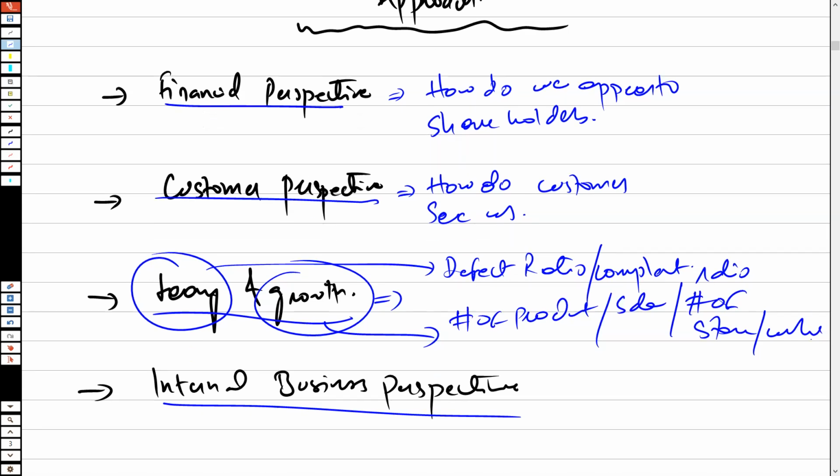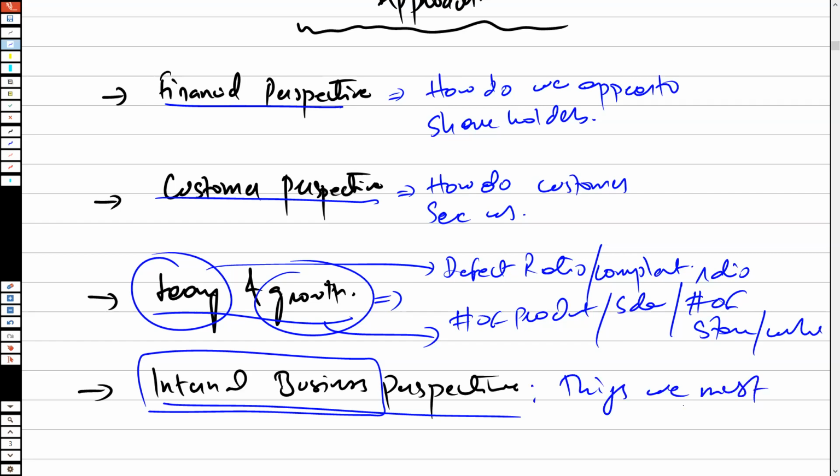Then we have the internal business perspective. The concept of the internal business perspective is the things we must excel at. I repeat, the things that we must excel at are considered the internal business perspective. Now let's move a bit forward and discuss further.